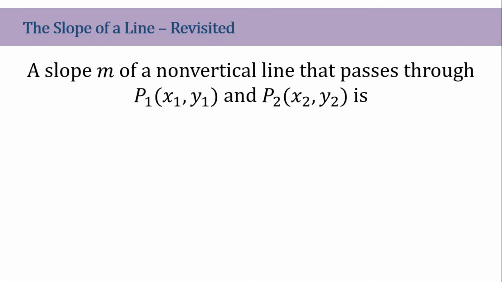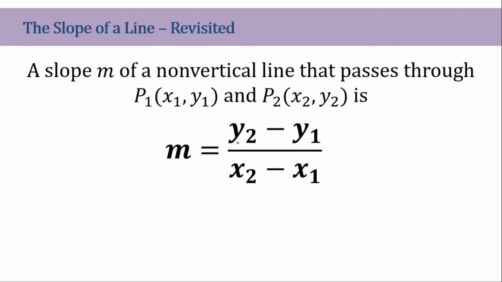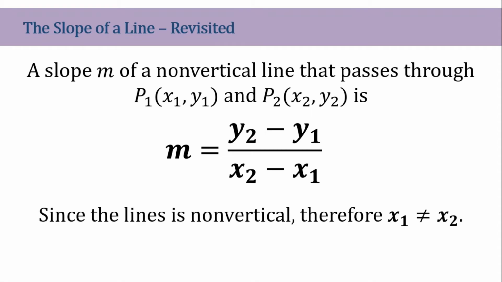A slope, or m, of a non-vertical line that passes through point 1 and point 2 is defined by this formula. The slope is equal to the difference in y over the difference in x coordinates. Since the line is non-vertical, x sub 1 and x sub 2 should not be equal to each other. Because if they are equal, x sub 2 minus x sub 1 will lead to 0, and that will make the slope undefined.